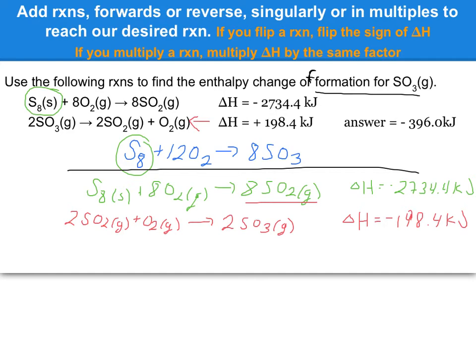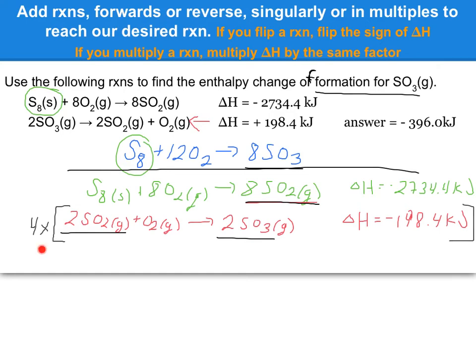So the problem that we have right now is we can't cancel all of the SO2s. I have 8 SO2s on the right-hand side and 2 SO2s on the left-hand side. Also, what I'm looking for in my blue reaction at the top is 8 SO3s, but right now I'm only making 2 SO3s. So what I need to do now is take this entire reaction and multiply it by 4. Because if I multiply it by 4, I will have the 8 SO3s that I want to have, and I will also be able to cancel out the 8 SO2s that I want to get rid of.